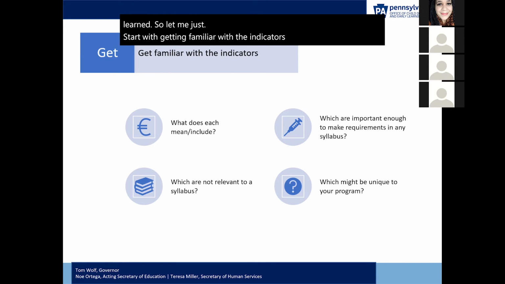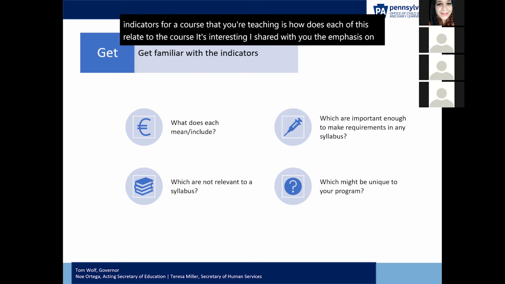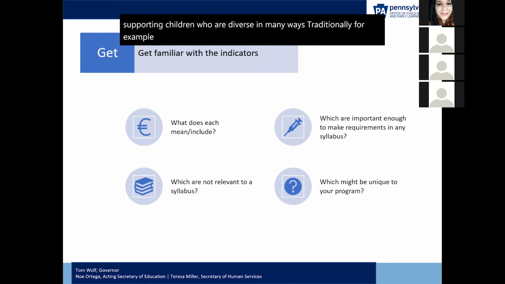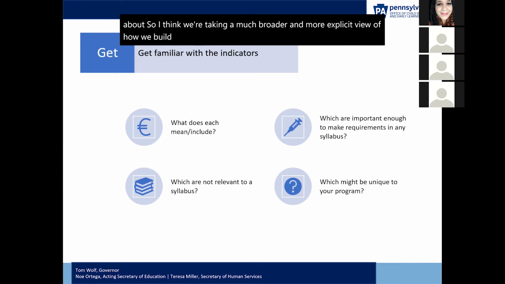One of the things that we also would want you to think about as you look at the indicators for a course that you're teaching is, how does each of these relate to the course? It's interesting, I shared with you the emphasis on supporting children who are diverse in many ways. Traditionally, for example, it used to be that you would sometimes find information about a child who was a dual language learner in either a course on diversity or in a language and literacy course. I think what we're looking for now is, how, as part of a curriculum course, can students consider how they would support a child who's a dual language learner? How, as part of child development, can it also be something that they're thinking about? So I think we're taking a much broader and more explicit view of how we build the opportunity to individualize into any course.